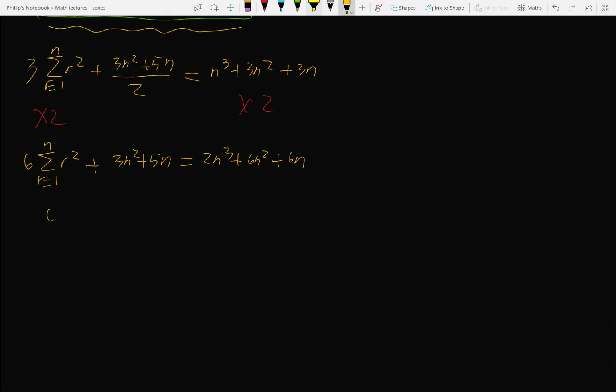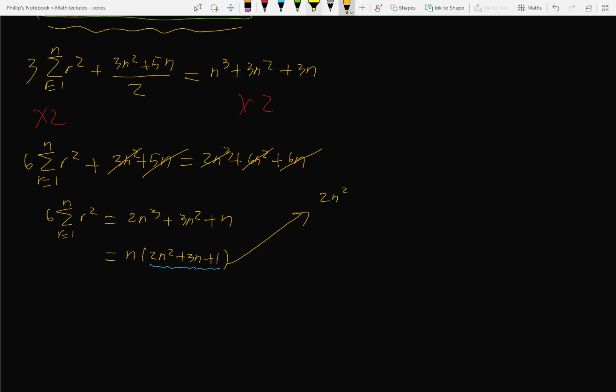And then we rearrange, so we'll have 6 times the sum from r is equal to 1 to n of r squared is equal to 2n cubed plus 3n squared plus n. Now we'll start factoring the n's out, because we might as well now. n times 2n squared plus 3n plus 1. This here is a quadratic expression. I haven't done a video on quadratic equations yet, but they're really straightforward to work out. In this case, we can rewrite this in a factored form. I'll go into more detail when I finally do a video.